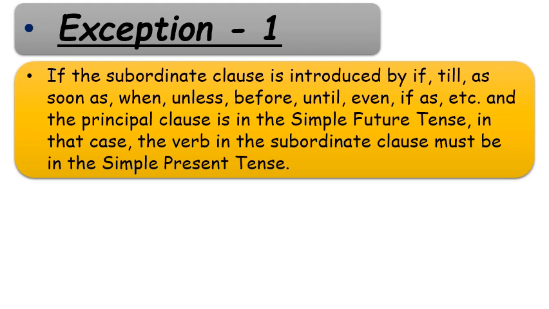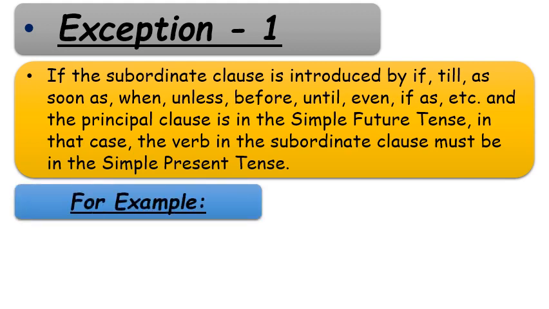Or in simple way, we can say that if the principal clause is in the simple future tense and the subordinate clause is introduced by if, till, as soon as, when, unless, before, until, even if, as, etc., then we will use simple present tense. To clarify it, let's see some examples.